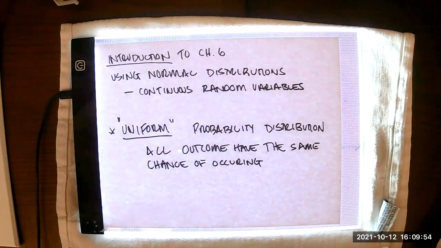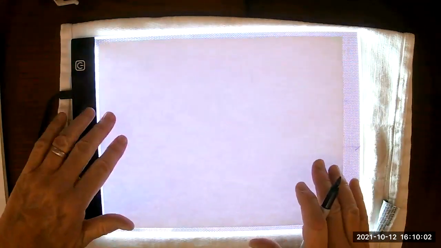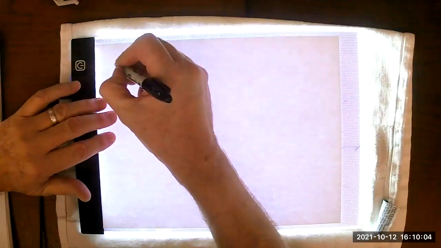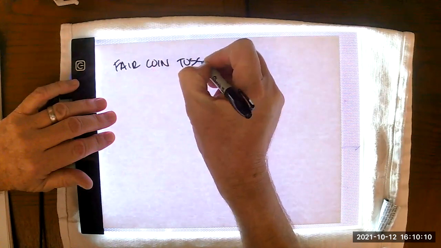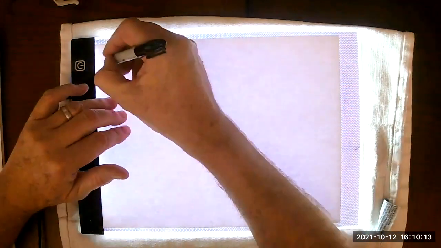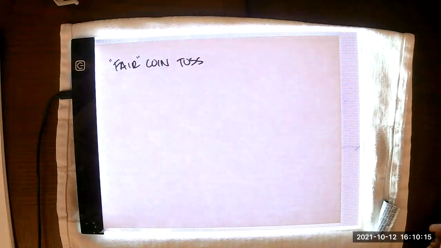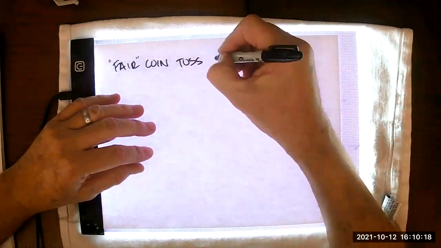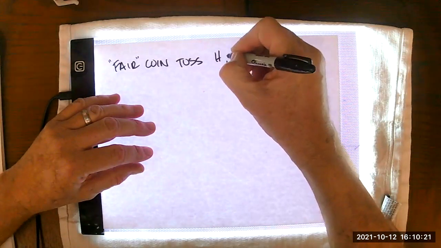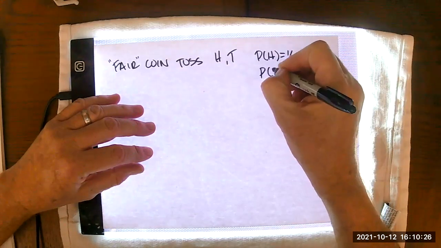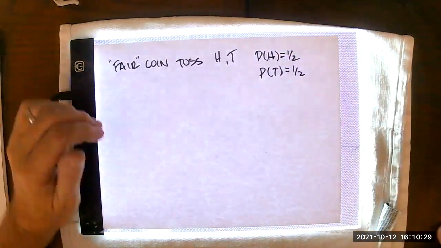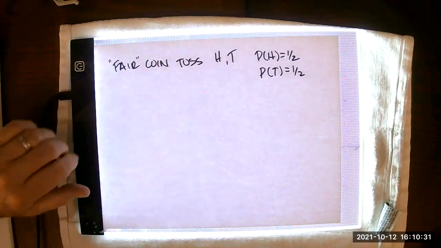And let me give you a couple of examples of a basic uniform probability distribution. You really have a lot of experience with them. I'm going to give you 3 of them right off the bat. A fair coin toss. Notice I said fair. There are 2 outcomes, heads and tails. The probability of a head, 1 out of 2. The probability of a tail, 1 out of 2. Same probability for each outcome.